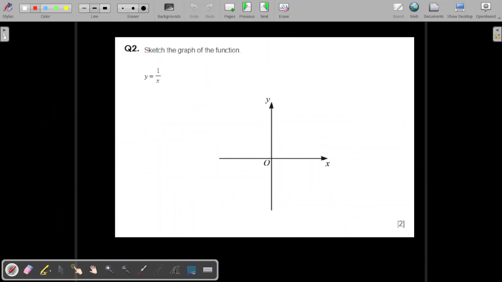This is just an easy task that you can do by memorizing these graphs. It's not about creating a table of values or anything. You just do it by memorizing these graphs. The 1 over x, we refer to it as reciprocal. Reciprocal graph.